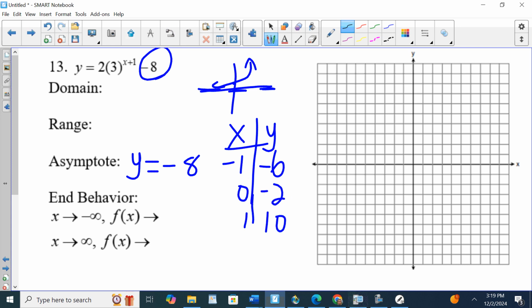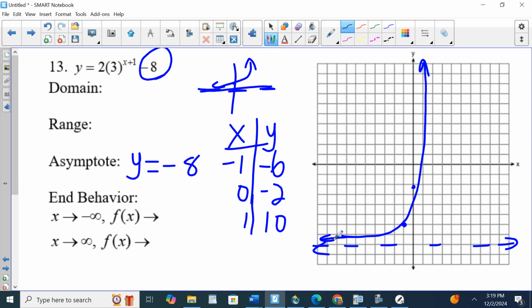To graph anything, just type it into the calculator. Your asymptote is a dashed line. We're going to use that to guide our graph. Negative 1, negative 6, 0, negative 2, 1, comma 10. You can get closer and closer to the asymptote, but never touch.